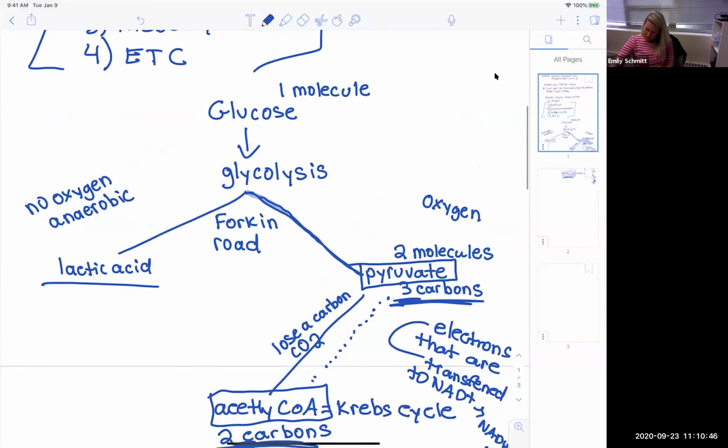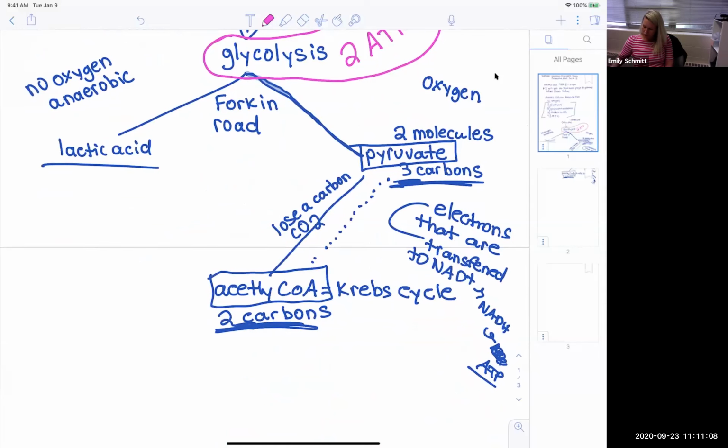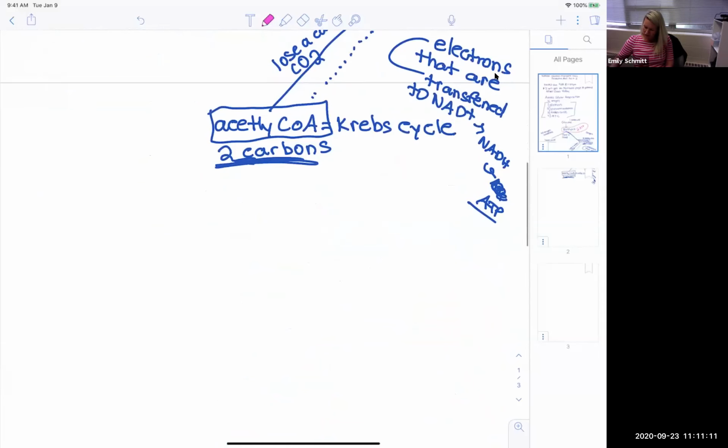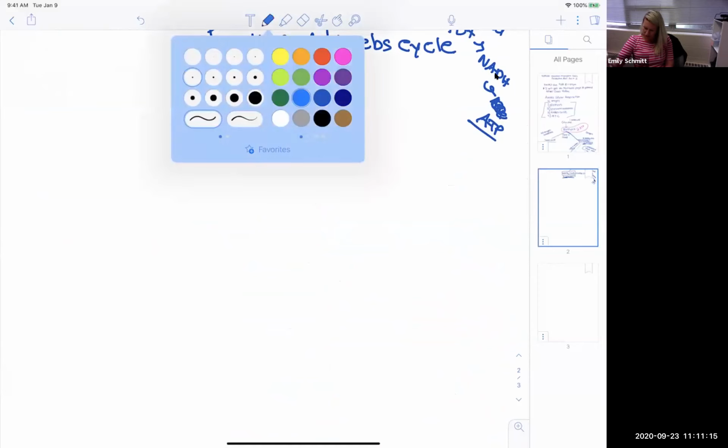I'm going to put a different color here, and just to remind you that through glycolysis, we are going to produce 2 ATP at this step. So if you want to write 2 ATP up here with glycolysis, we're going to add up our ATP at the end. Okay, so I'm going to get a little bit of a better start here.